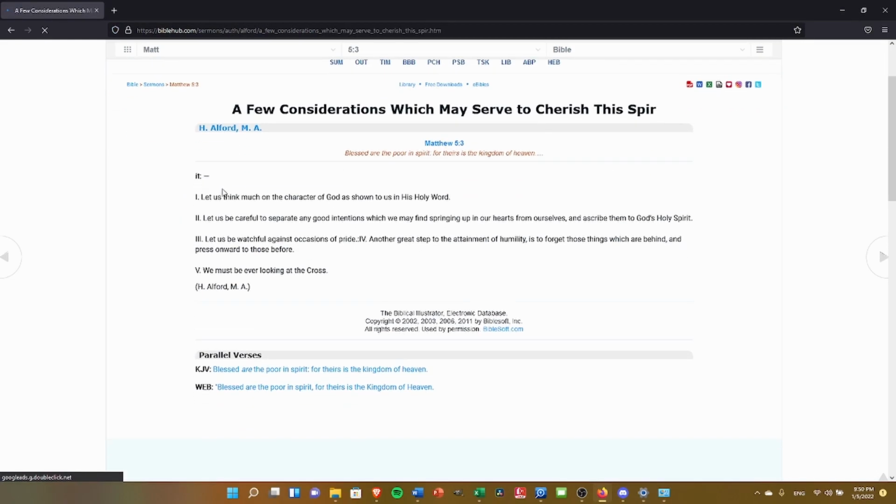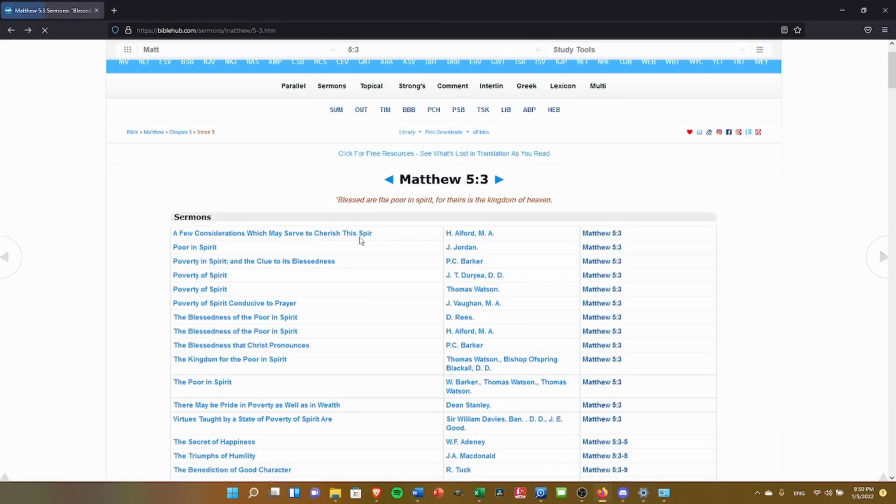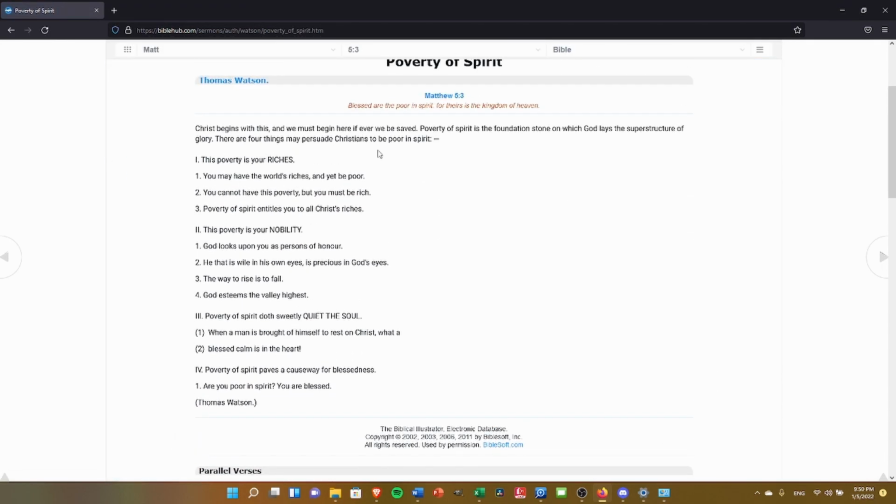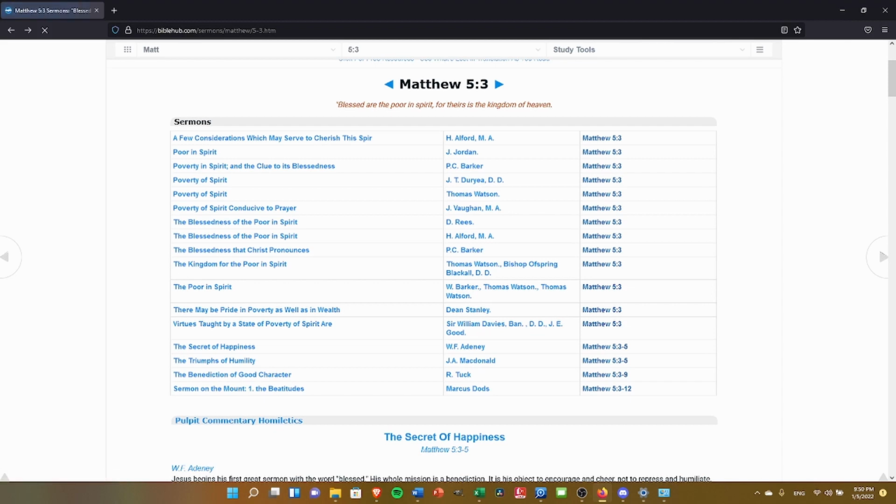So you can click one and you can get kind of a bulleted list here. Thomas Watson's Poverty of Spirit, again, kind of an outline. Not a big deal to most people. Most of the time, you're just going to get this outline. You're not going to get an 8,000 word page of text, right? Like a whole sermon transcript. Some have more than others, but usually it's just an outline.